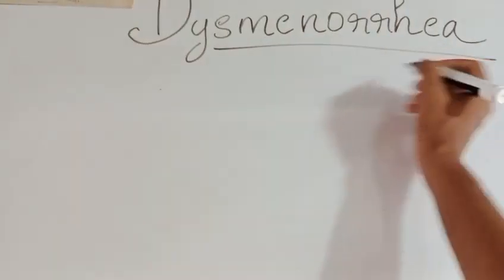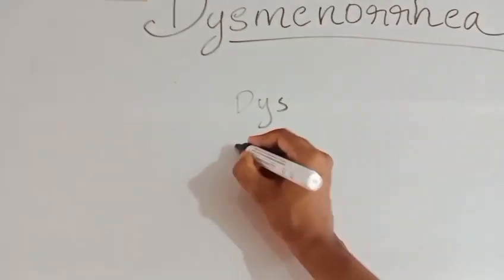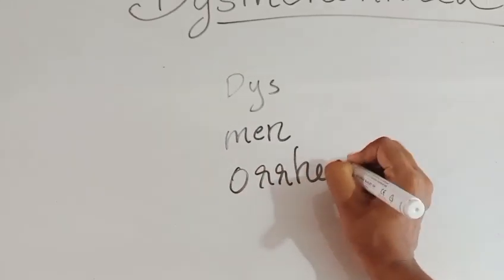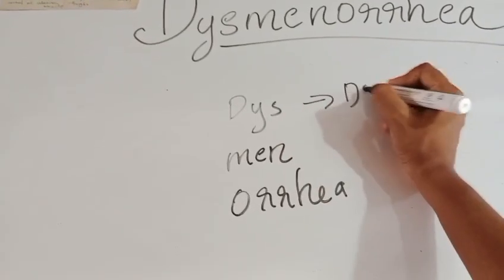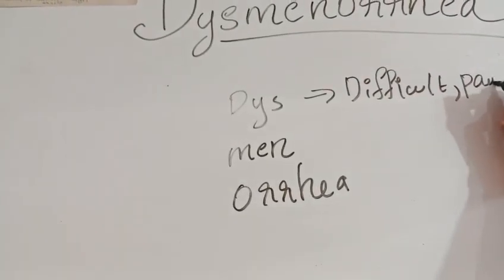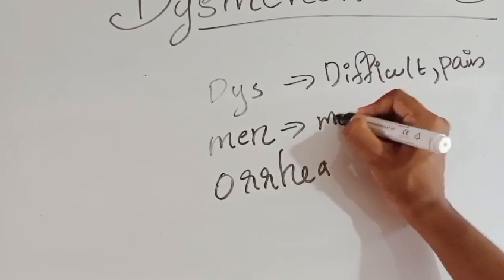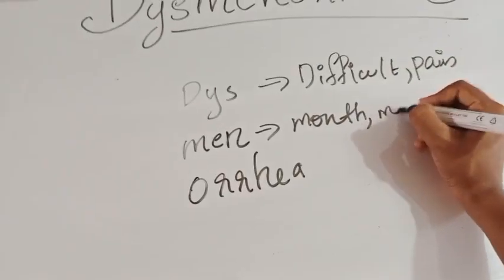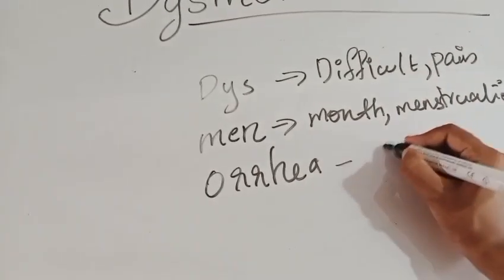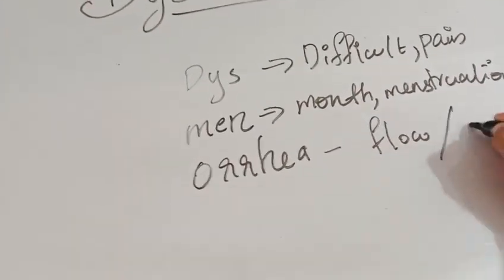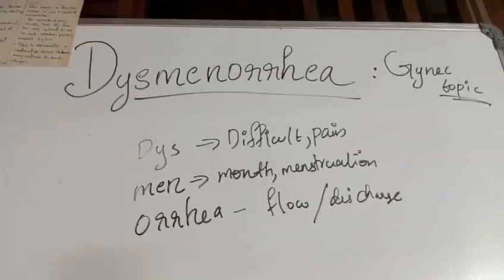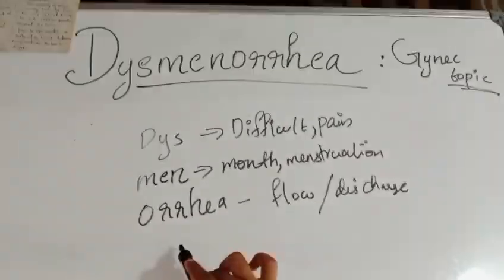We can split dysmenorrhea into dys, men, and oria. So, dys means what? Difficulty or pain, and men means month or menstruation, and oria means flow or discharge. So we can split dysmenorrhea into dys, men, and oria.